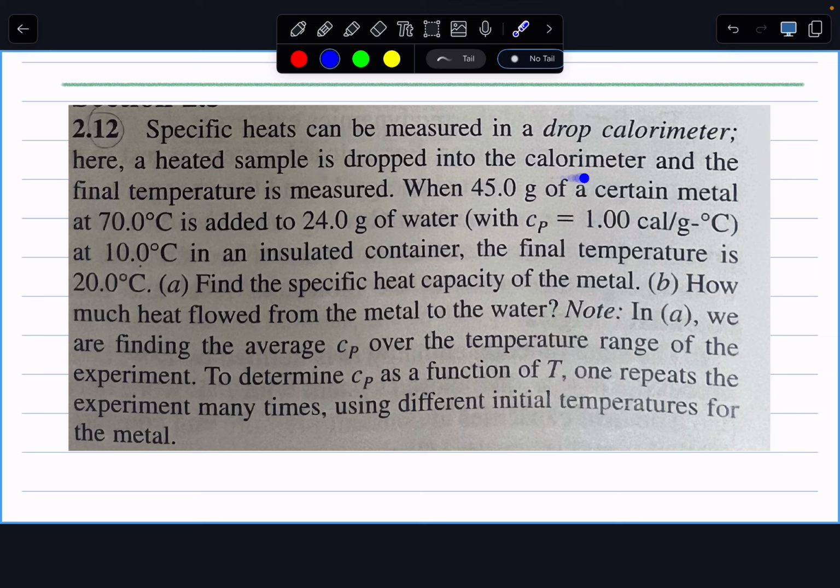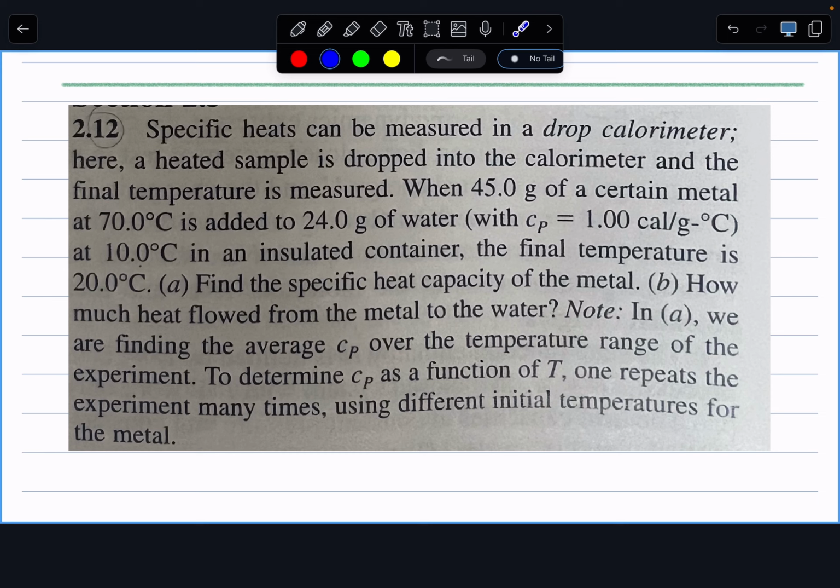Here a heated sample is dropped into the calorimeter and the final temperature is measured. So when 45 grams of a certain metal at 70 degrees Celsius is added to 24 grams of water, and we know the specific heat capacity of water is given to be 1.00 calorie per gram per degree Celsius at 10 degrees Celsius. So the water is at 10 degrees Celsius in an insulated container. The final temperature we measured is 20 degrees Celsius. The question asks you to find the specific heat capacity of the metal based on this experimental observation, and then calculate how much heat flows from the metal to the water.